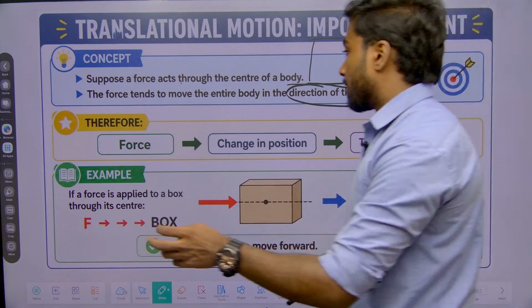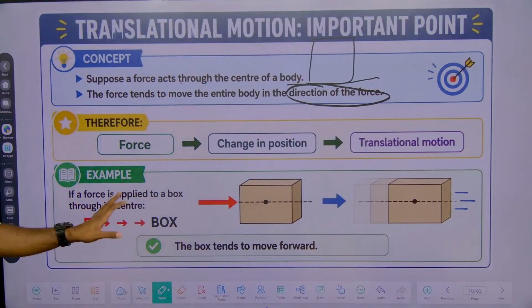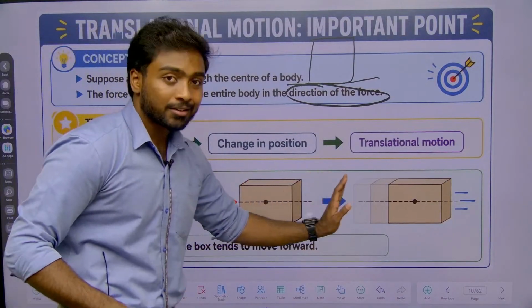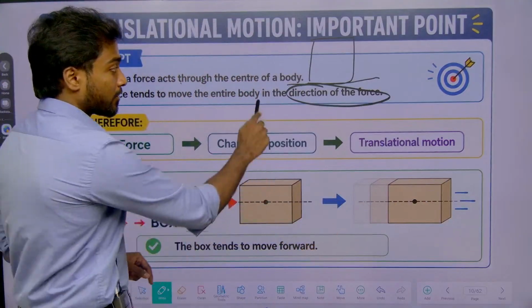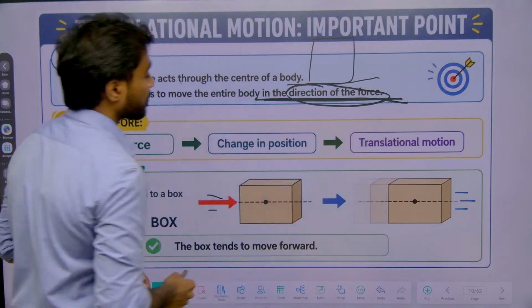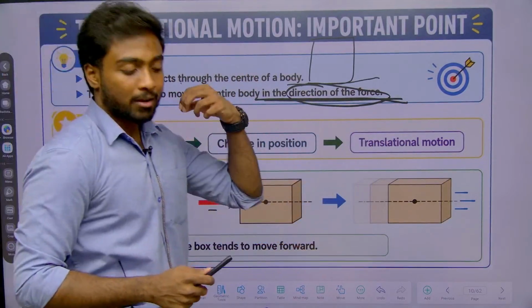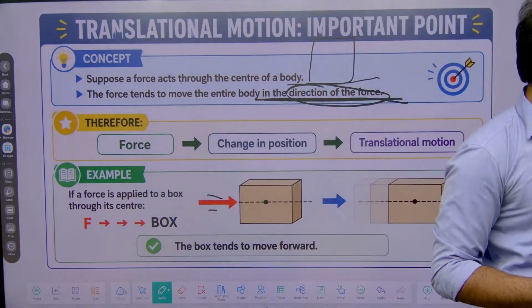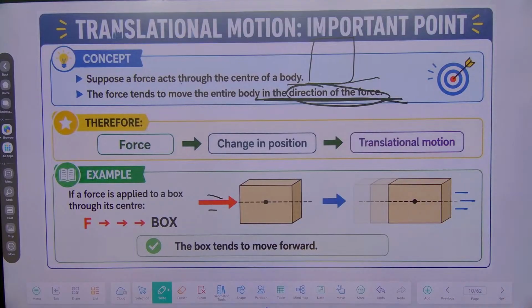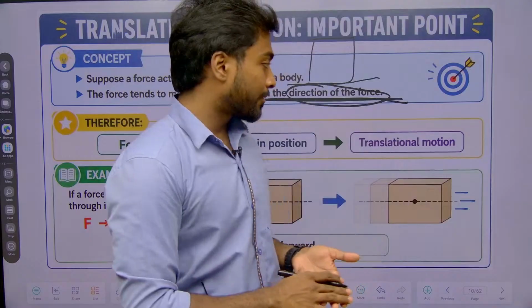So example, if a force is applied to a box through its center, what happens? It changes its position, right? The box tends to move forward, and this is the important thing: the box is moving in the direction of the force in which we have applied it. So this is the basic idea about the translational motion.